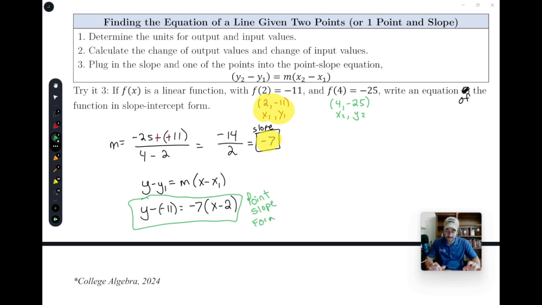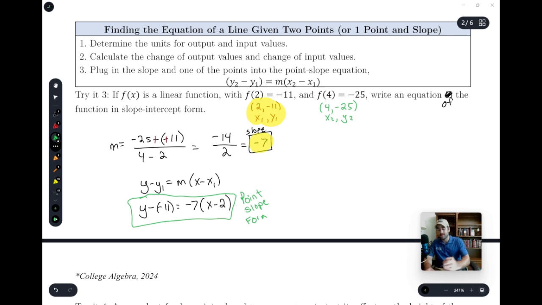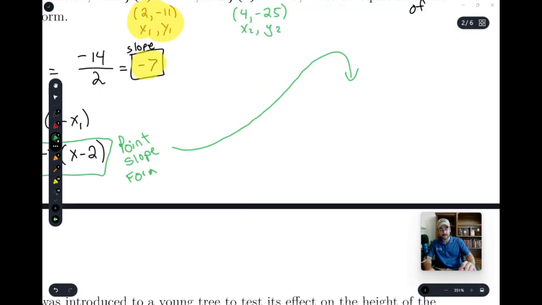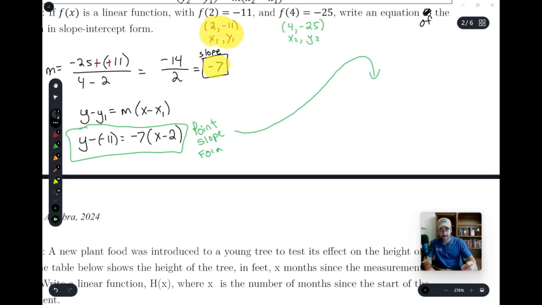But if you read the question carefully, they didn't ask us for point-slope form, so we're going to have to do a little bit of algebra from chapter 2 in order to get it in the format they want. So they asked us for slope-intercept form. Well, we'll just do a little bit of distribution, a little bit of moving stuff around to get y by itself. So we got y plus 11, combine those two negative signs, equals -7 times (x minus 2).